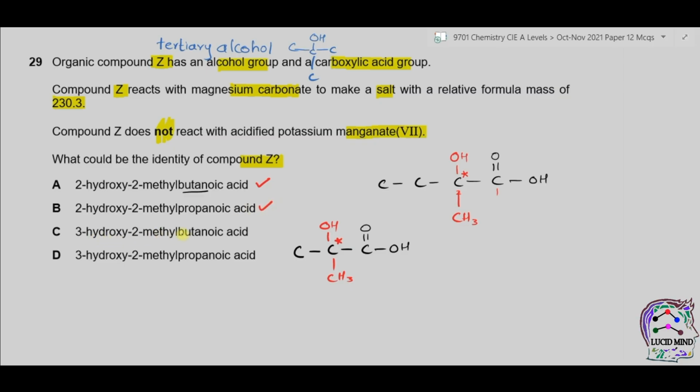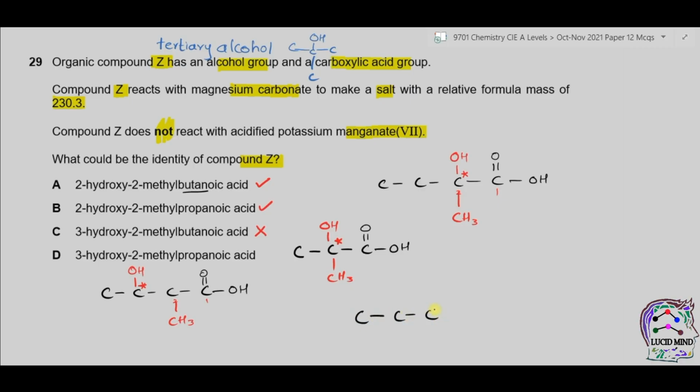Then we have 3-hydroxy 2-methyl butanoic acid. Again we have a 4 carbon carboxylic acid. On third carbon atom we have hydroxy and on second carbon atom we have methyl. Now we can see that in this alcohol this carbon is directly attached to 2 other carbon atoms, which means it is a secondary alcohol and it will get oxidized with potassium manganate to form a ketone. Therefore C is incorrect.